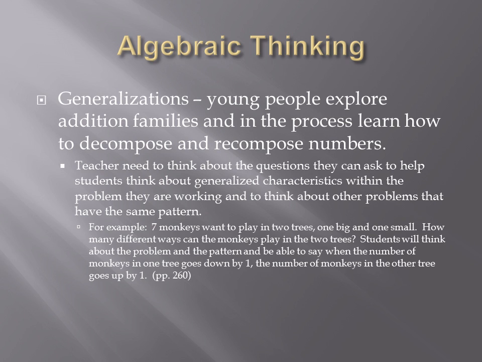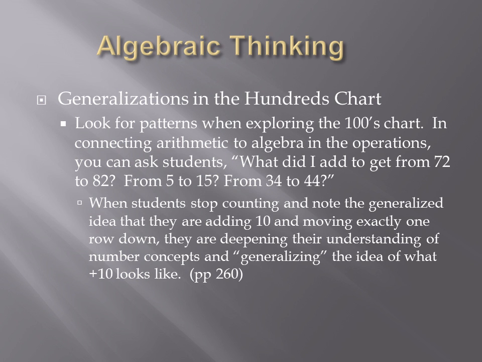For example, 7 monkeys want to play in 2 trees, one big and one small. How many different ways can the monkeys play in the 2 trees? Students will think about the problem and the pattern and be able to say when the number of monkeys in one tree goes down by 1, the number of monkeys in the other tree goes up by 1.